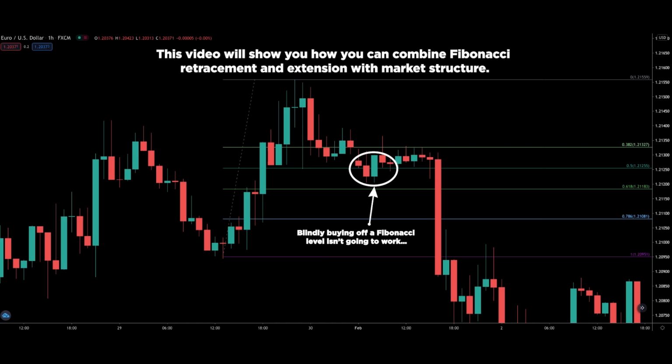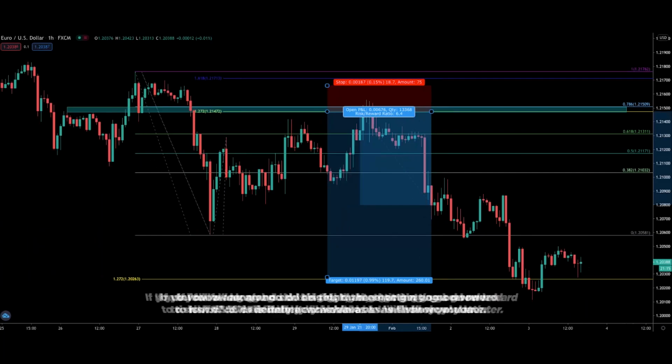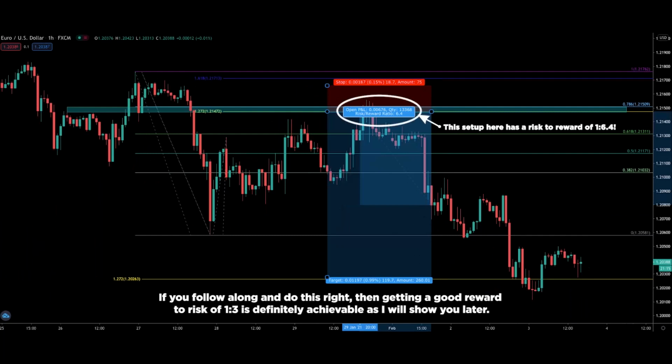This video will show you how you can combine the Fibonacci retracement tool and extension with market structure. Now, if you follow along and do this right, then getting a good reward to risk of 1:3 is definitely achievable, as I will show you later. Towards the end of the video, I will also show you a little trick to combine both Fibonacci retracement and extension into a single tool, so you don't have to draw them separately. So make sure to stick around till the end.